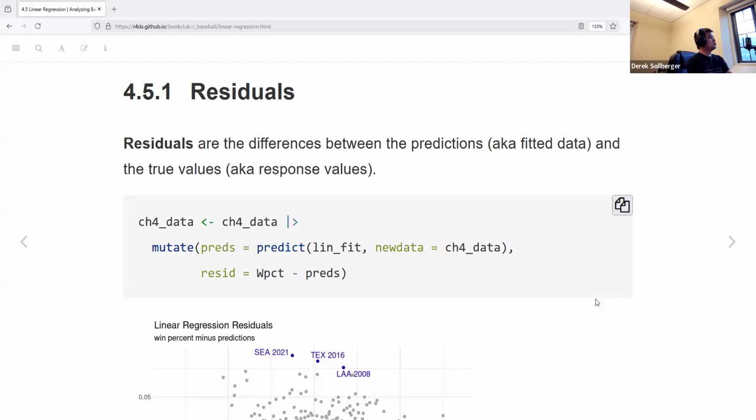As you can see in front of us, residuals are the differences between the predictions and the true values. And that's what I have down here. I might have the word switched. To get the predicted win percentage, we actually take the original data from the beginning of the chapter, run it through our linear model again with the very helpful predict function in the R programming universe. With the predictions, compute the residuals.